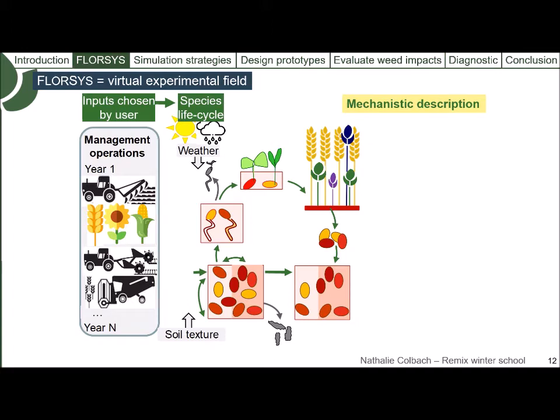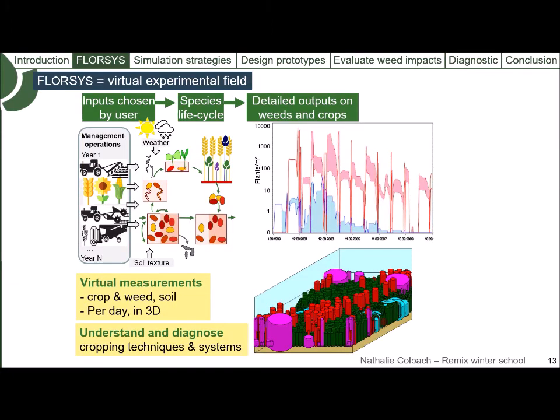This very detailed representation allows us to have also very detailed outputs on state variables describing the soil, the weeds, and the crops. And this is done at a daily time step and in 3D. And this is essential to understand why a given cropping technique or a given cropping system has a given performance in terms of production, weed harmfulness, or weed contribution to biodiversity. And to simplify, the comparison of different cropping systems.